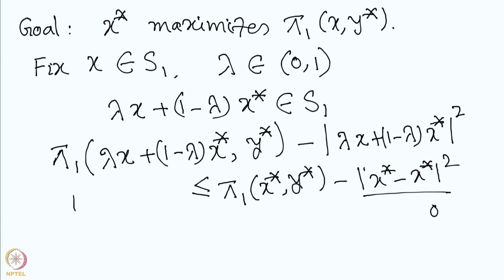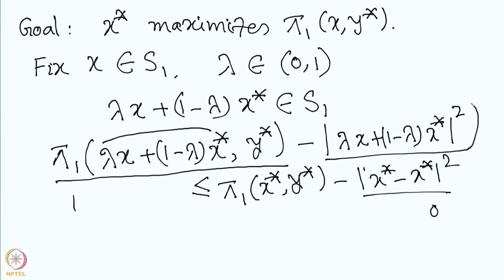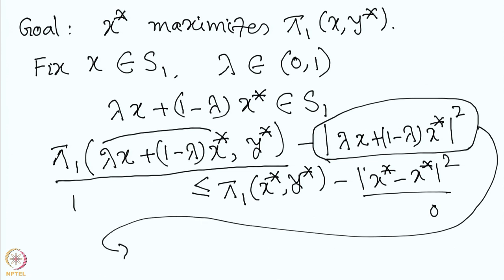Now, this particular term, we know that this function pi 1 is concave in this variable, and similarly, let us look at what this particular term is going to be. If we look at it, this term is nothing but lambda x plus x star minus lambda x star. So, there is a missing term here: minus x star, squared. So, using that, what we have is lambda x plus x star minus lambda x star minus x star. If you use all that, what we are going to get here is that plus x star minus x star gets cancelled. What you have is lambda squared mod x minus x star squared.